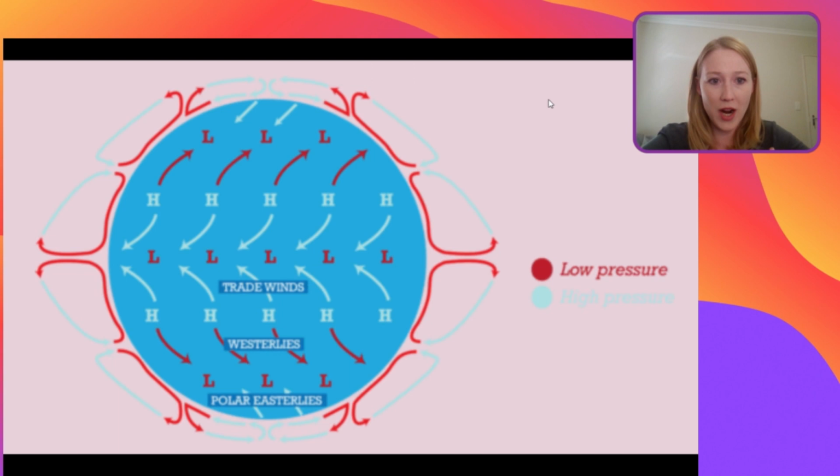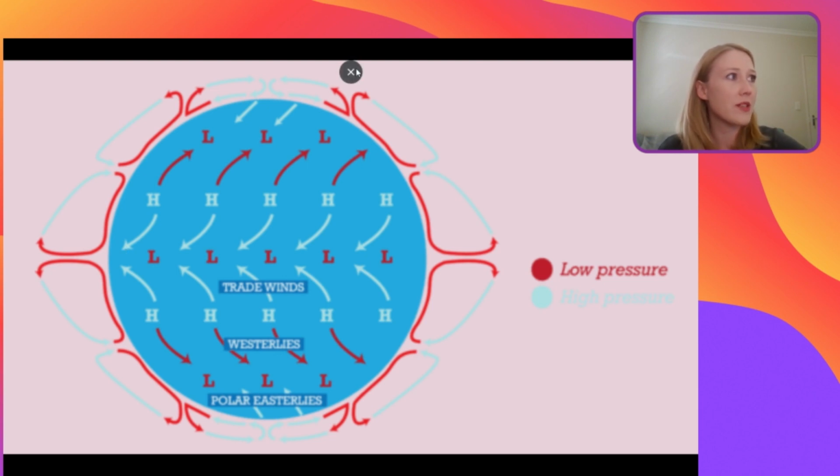The next important thing for me to explain is what drives wind. Wind will blow from a place of high pressure to low pressure. So where we have all of these high pressure cells, the wind will be blowing away from it. And where we have the low pressure cell, the wind is blowing towards it.